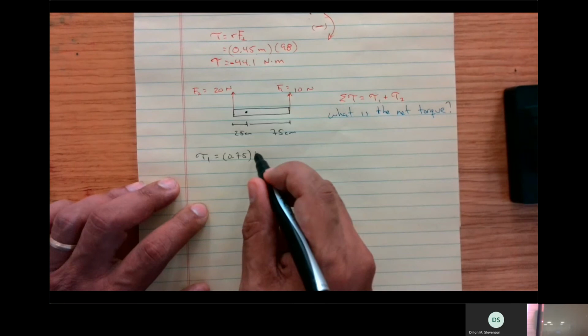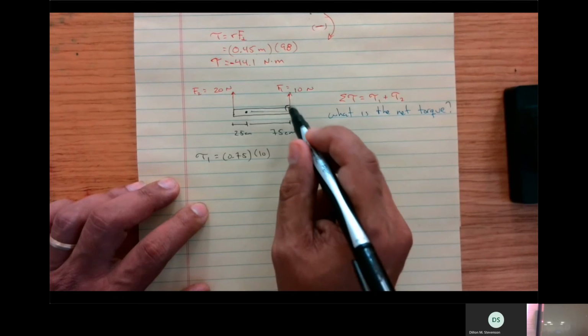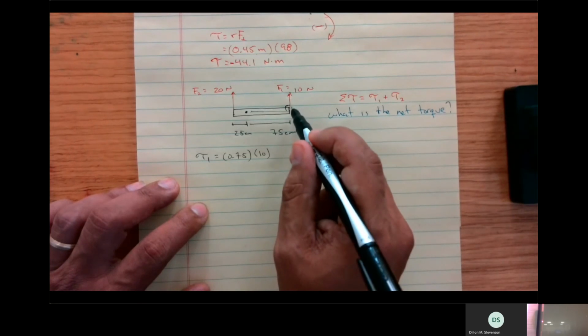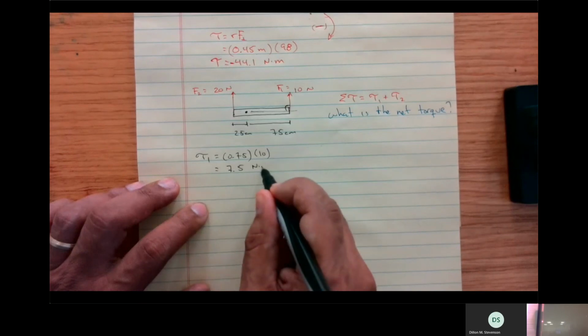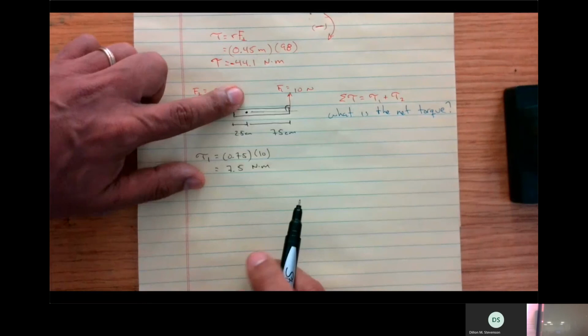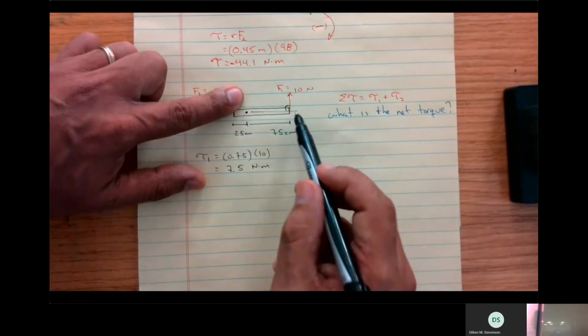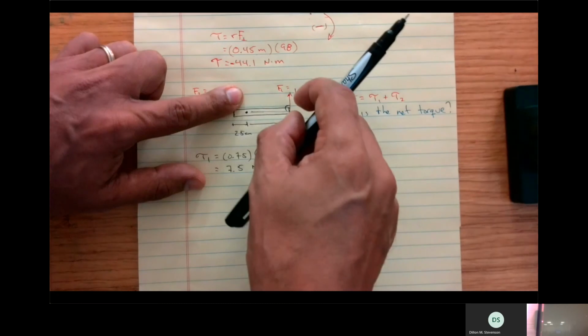And we have this angle to be 90 degrees. So this is already the perpendicular component. So this is going to be 7.5 newton meters. And it's going to be positive. This force, if you just look at that force and ignore F2, this force is going to try to rotate your object counterclockwise. So that's going to be a positive torque.